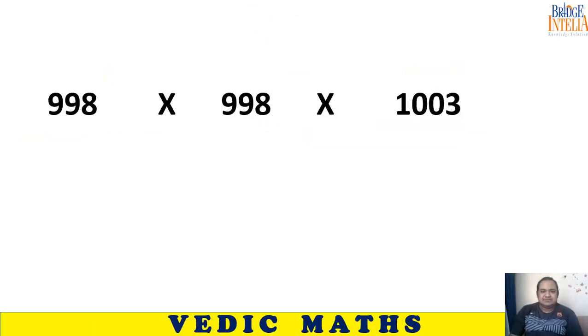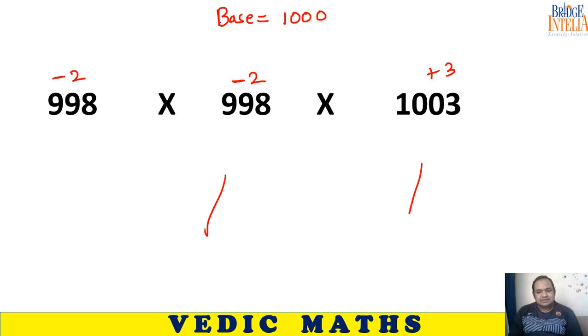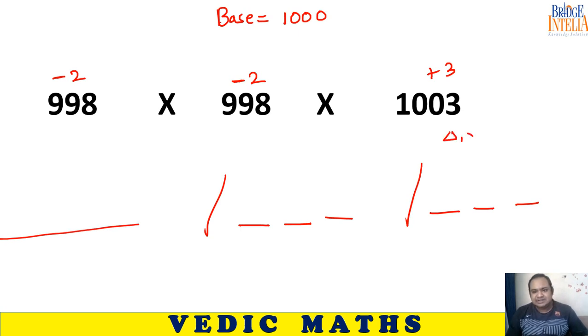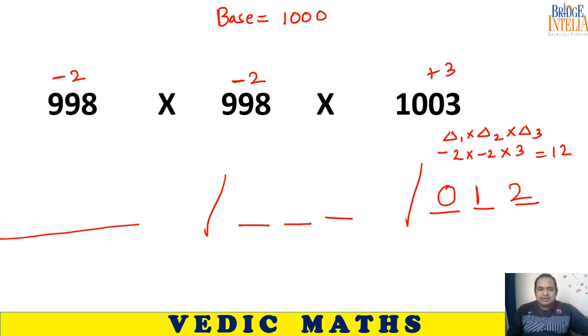Okay, let's solve this one last one. So here the base is 1000. Deviation minus 2. Here again minus 2 and here plus 3. So the base is 1000. So 3 blank spaces here, 3 blank spaces here, and here I don't have to worry. So here deviation 1 multiplied with deviation 2 multiplied with deviation 3. So minus 2 into minus 2 into 3. So minus minus is plus. So 4 into 3 is 12. So 12 has to be written as 012.